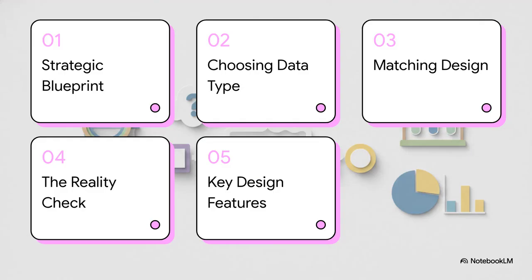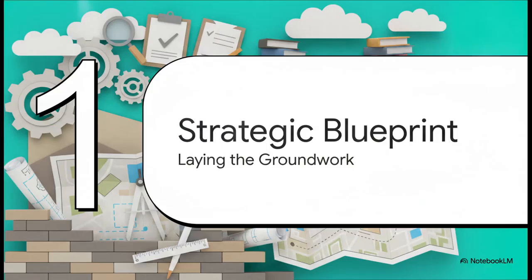Here's our agenda for today. We'll start with 1, the strategic blueprint. 2, choosing your data type. 3, matching design to question. 4, the reality check. And we'll wrap up with 5 key design features. Let's get right into it. Section 1, the strategic blueprint, laying the groundwork.